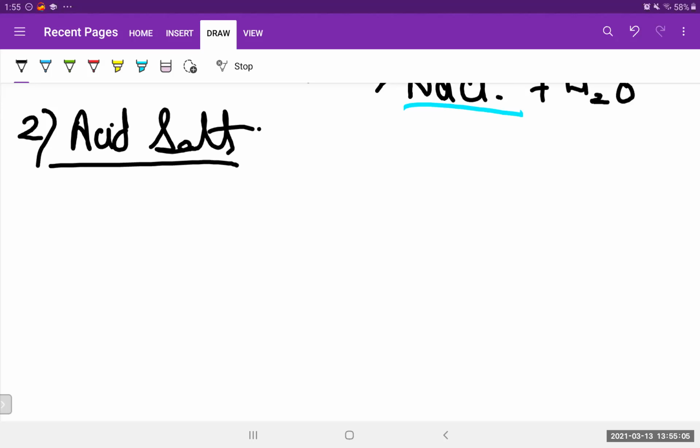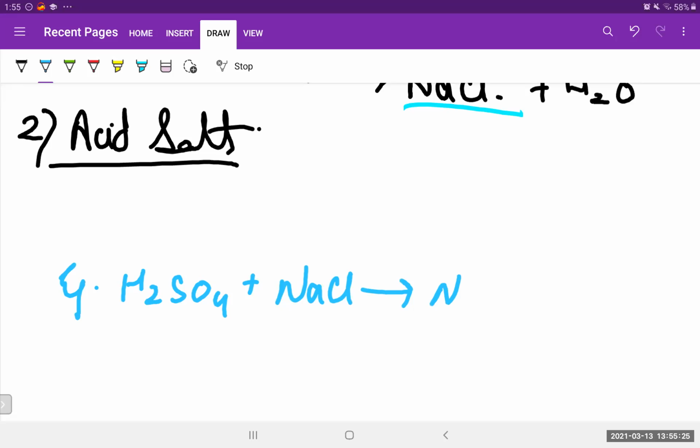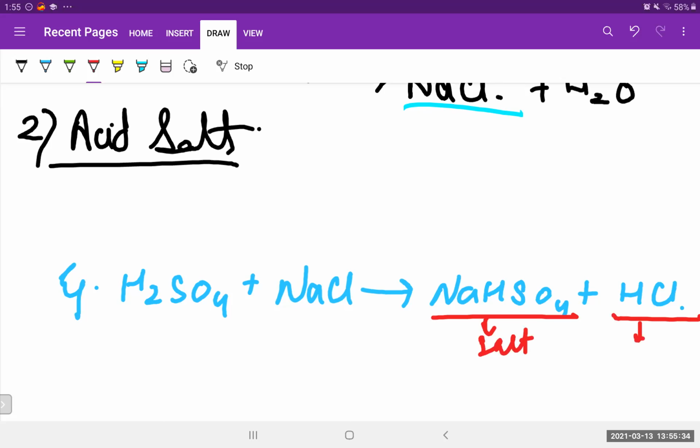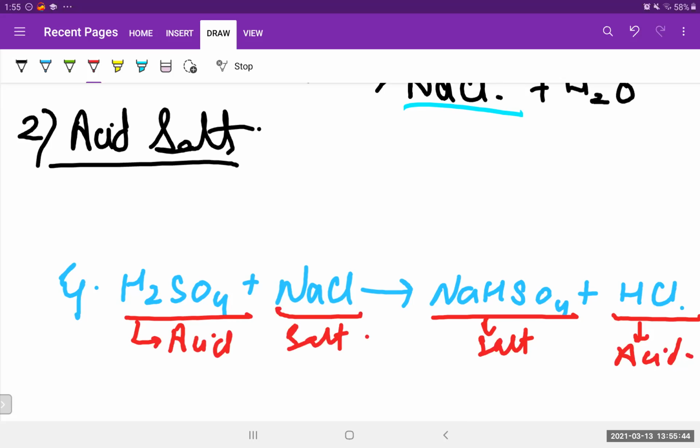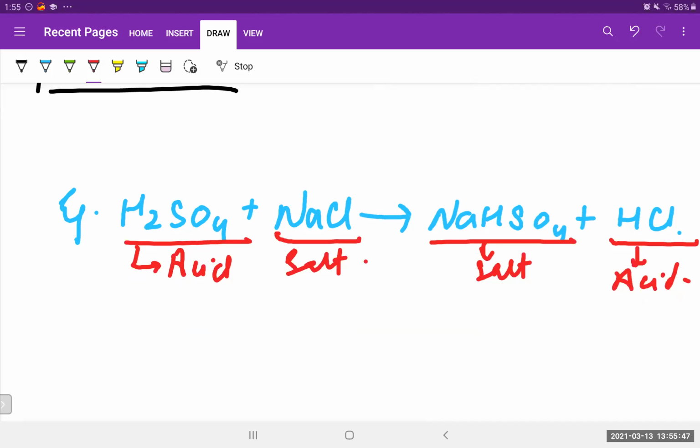Let's take an example of H2SO4 reacting with NaCl. What will we get? We will get NaHSO4 plus HCl. What have we got? We have got a salt and an acid. This is a reaction where acid is reacting with a salt to give us salt and acid. This is one of the methods of production of HCl as well.